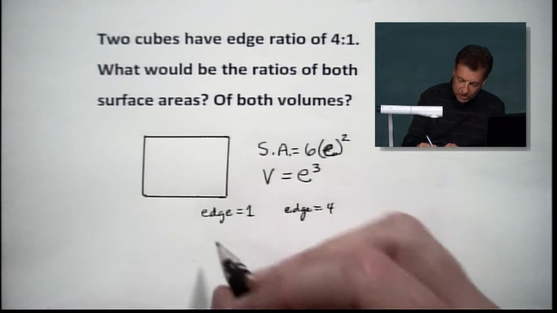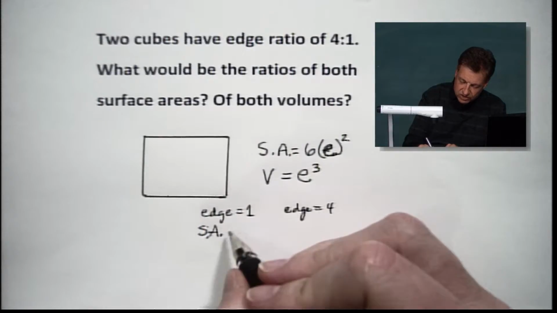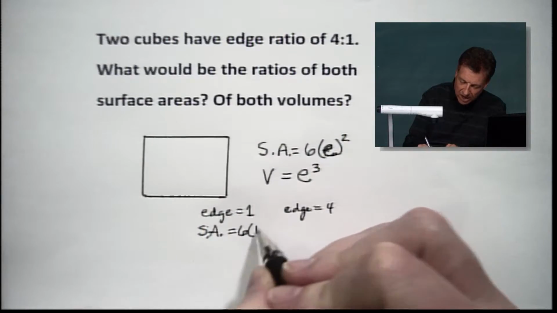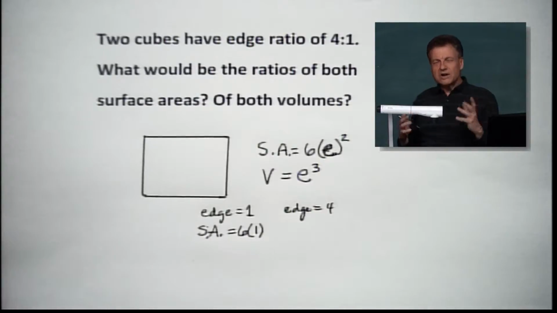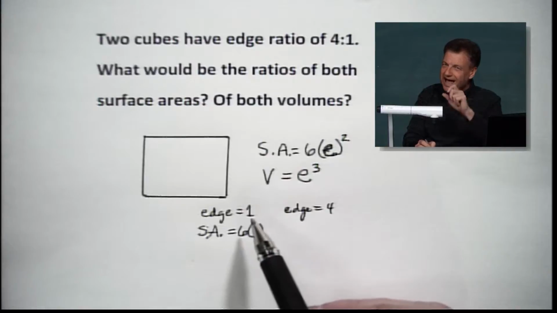First of all, the little surface area is going to be 6 times 1. Well, that was easy. 1. Ernie, where'd you get 1? I took my edge and I squared it. 1 times 1 is not 2. Don't do that.